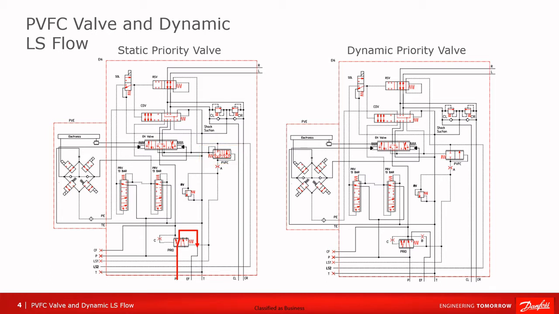On the right is an example of an EHI with a dynamic priority valve, which allows flow through the dynamic orifice to the LS line, as well as through the control flow or excess flow lines. In this case, we have a PVFC valve without check valves.